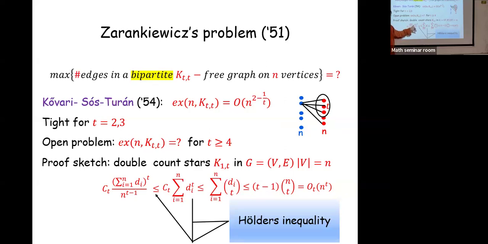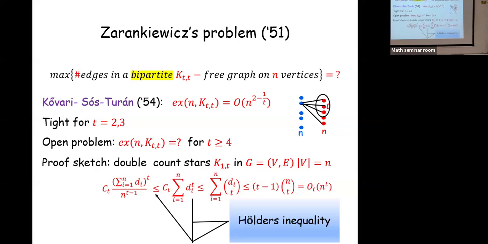This is a nice exercise to show that the sum of the tth moment is at least the sum of the numbers to the t, but you have to divide by n to the t minus 1. Because if you look at the scalar product, the Hölder inequality that I use here is that the 1 times this vector d is bounded by the sum of 1 to the power 1 minus 1 over t or something like that times di to the t, right?